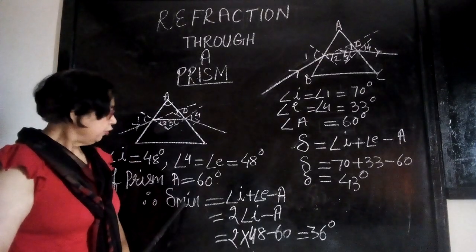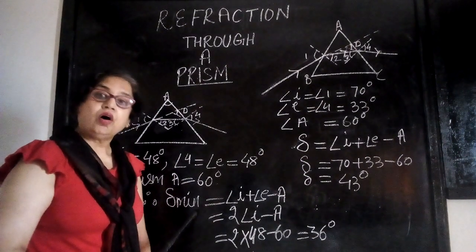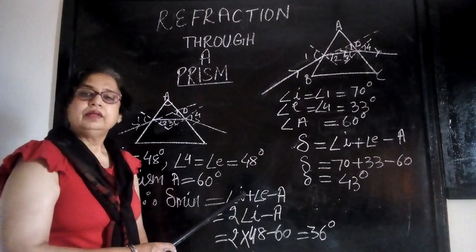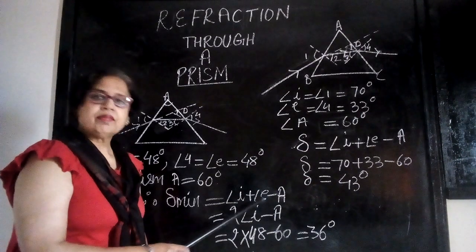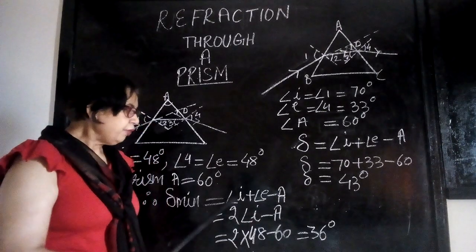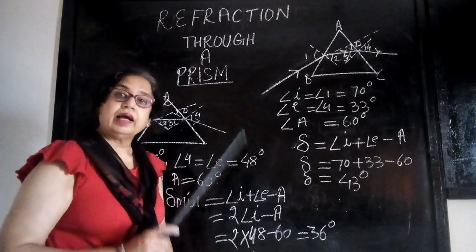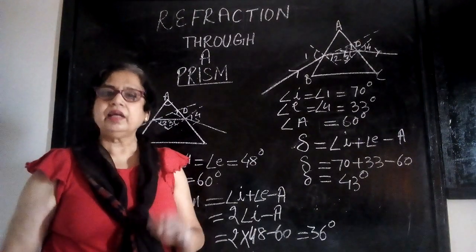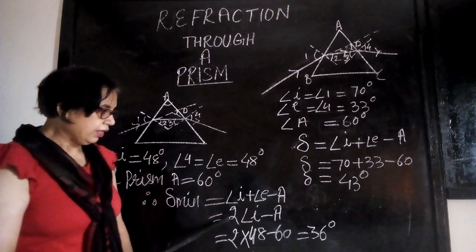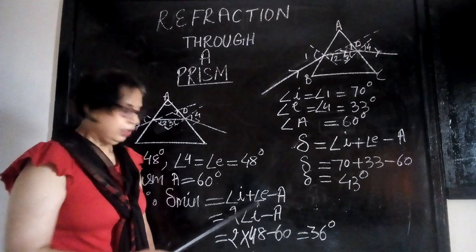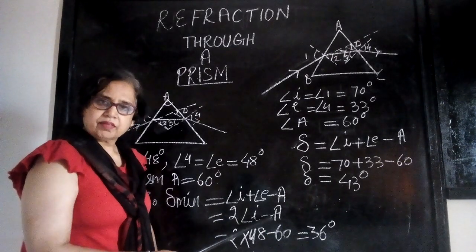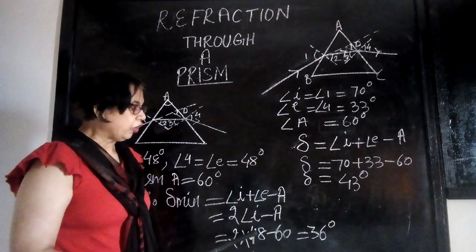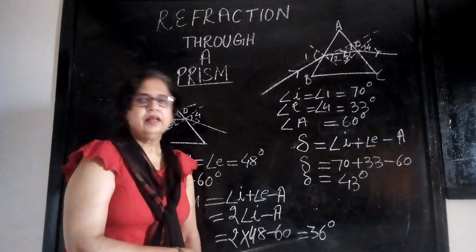So whenever we have to find the deviation, we have to use the formula angle of incidence plus angle of emergence minus angle of prism. So when we add these two angles and subtract the angle of prism from the sum of these two angles, we get the angle by which the ray has deviated. So in this case, as both I and E are equal, I just wrote 2 into angle I minus A, as this was measured by using the protractor. It was 48 degrees. So 2 into 48 minus 60 comes equal to 36 degrees.